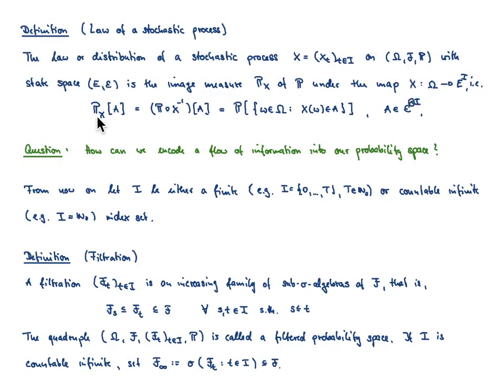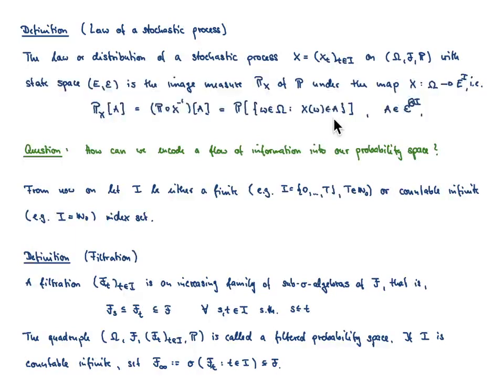And then you see it's rather clear, it's just the image measure, namely P_X of a set A, where A is chosen now from this infinite product sigma algebra, is defined as the probability of the set of all ω in Ω such that X(ω) is in A.